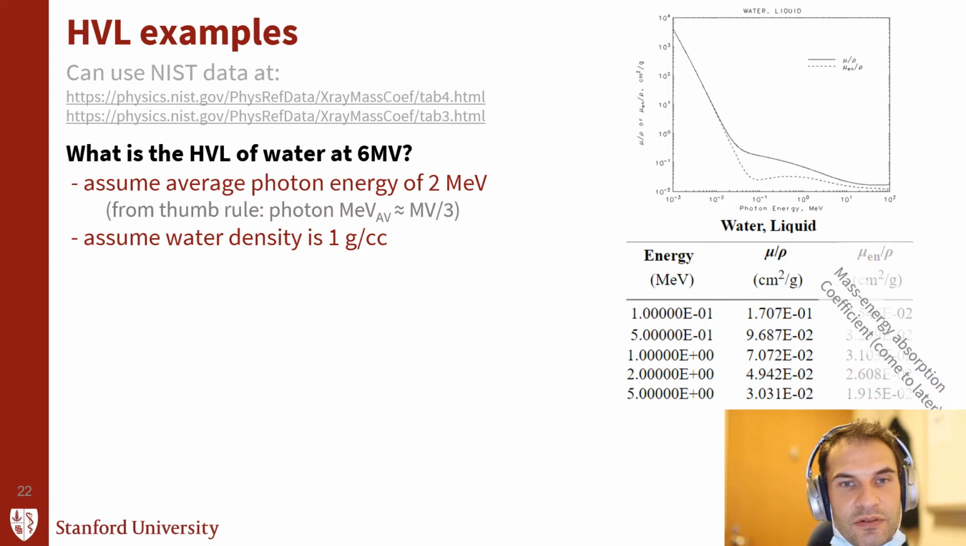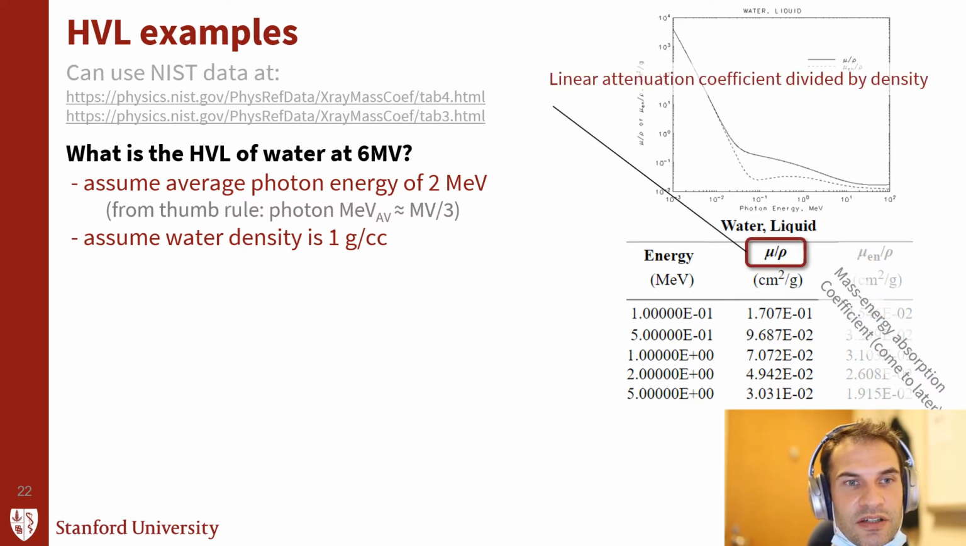We don't need to know much about mu en over rho right now. We're just concerned with the linear attenuation coefficient. So 0.693 from the previous slide divided by 0.0494 from this table is 14 cm. So that's roughly how much water you need to attenuate a 6 MV beam by half.